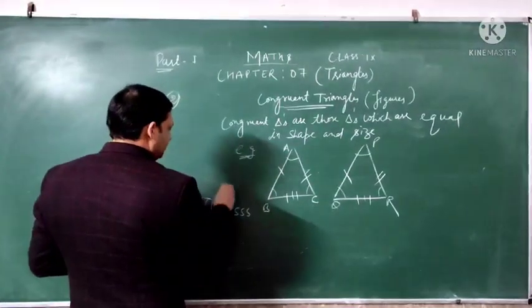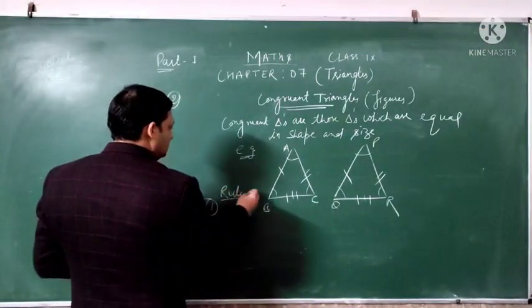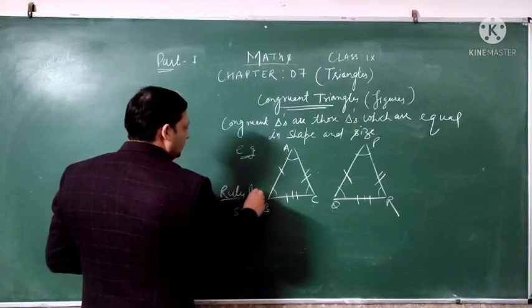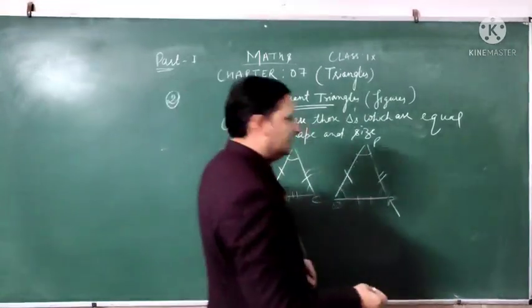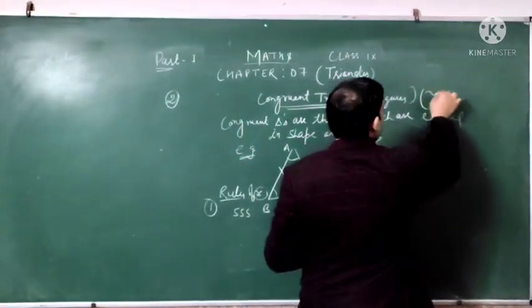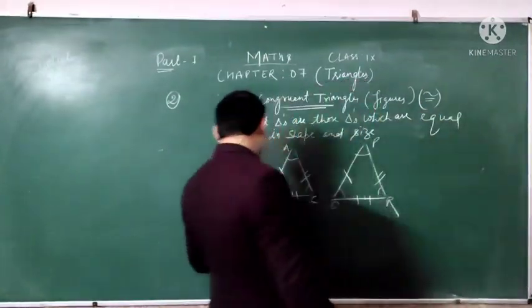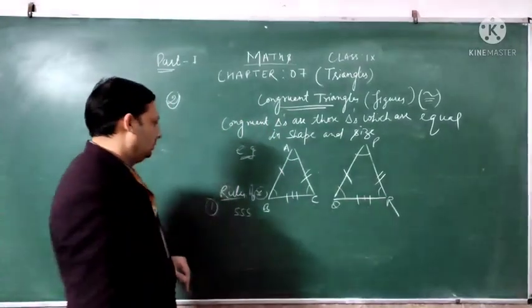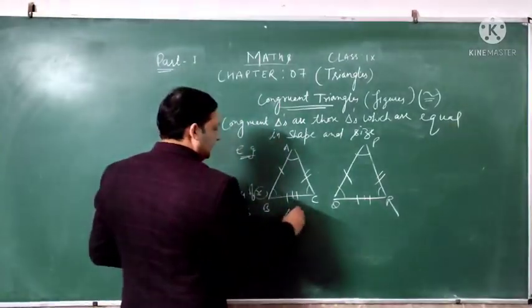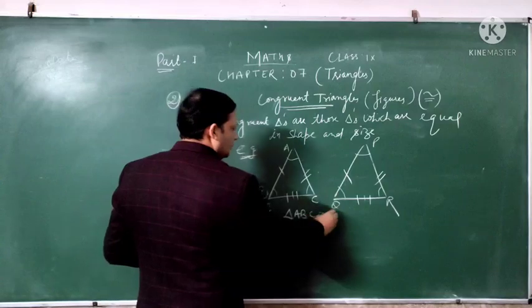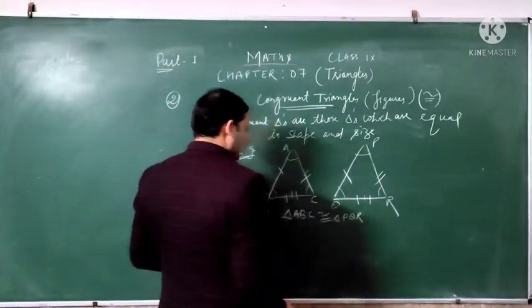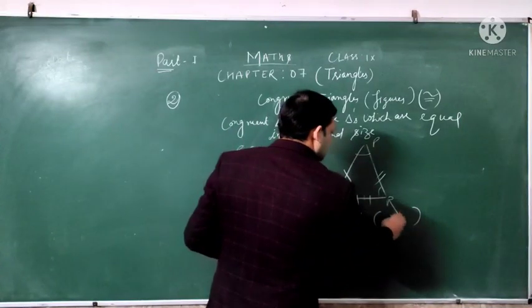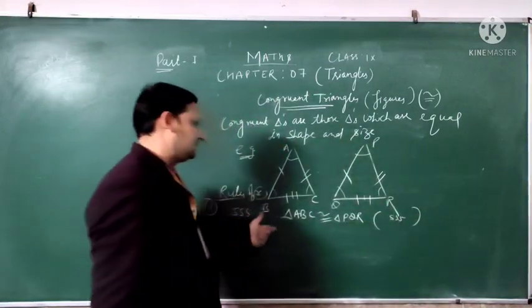It means rules of congruent triangles. We will use symbol for the congruent, this symbol is called congruent in mathematics. I have to prove triangle ABC congruent triangle PQR by SSS rule. Means first rule SSS.